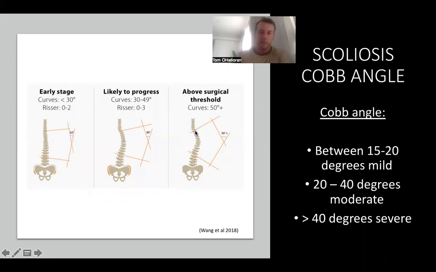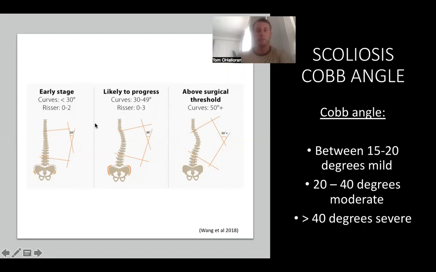So say here, this vertebrae, whatever that is, T2, is the most tilted that way, and then maybe L1 here is the most tilted that way. So draw a line there, perpendicular. What's this angle? It's called the Cobb angle. So obviously, the bigger the lateral deviation, the bigger the Cobb angle, the more serious, and that's that surgical threshold. So between 15 to 20 degrees, mild, 20 to 40 might be moderate. So this is always changing, but this is kind of general. Above 40 degrees, severe, surgical.